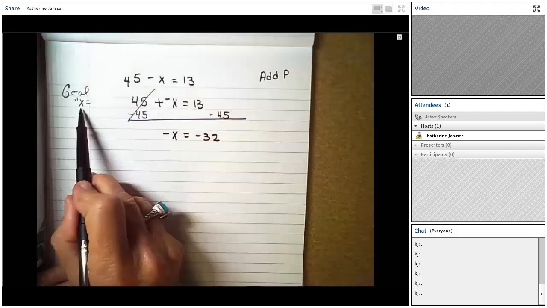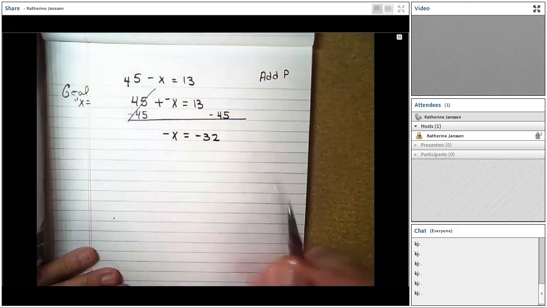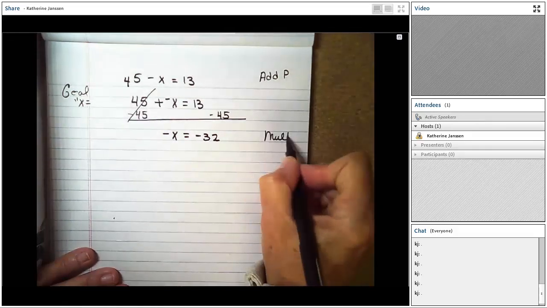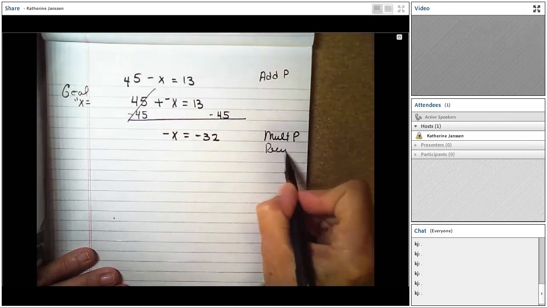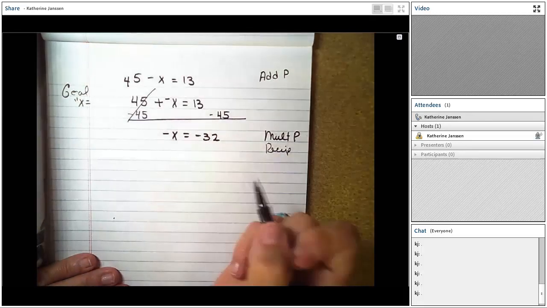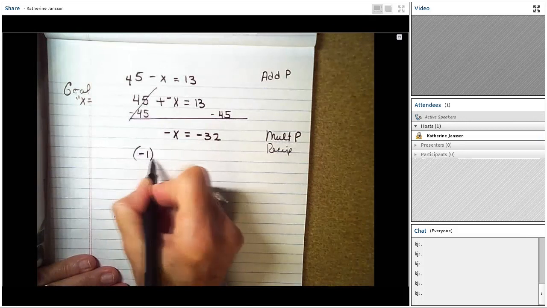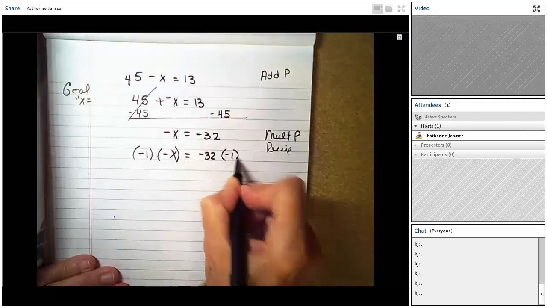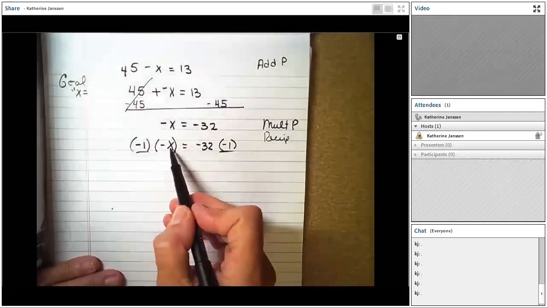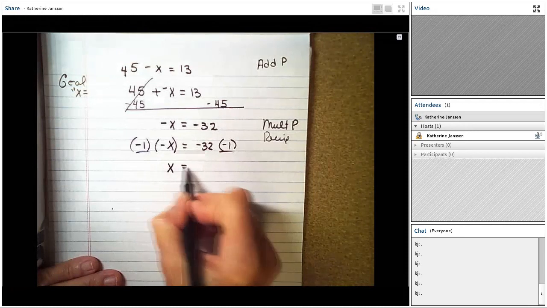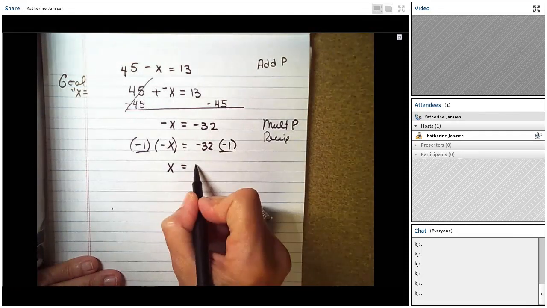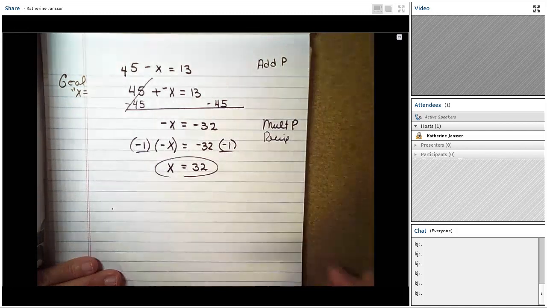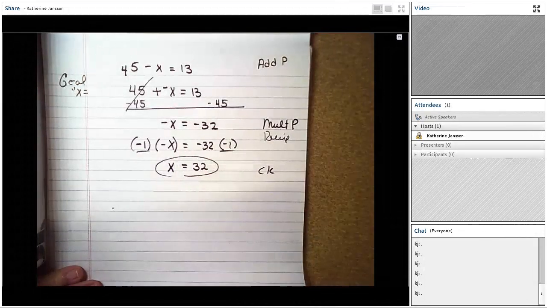I'm getting close. I am solving for x equals, not a negative x. So I'm going to have to use the multiplication principle, multiply by the reciprocal. Now, the reciprocal of -1 is -1. So I'll multiply both sides by a -1. Negative times a negative is positive x equals, and a -1 times a -32 will be a positive 32. And you can check back into the original equation.